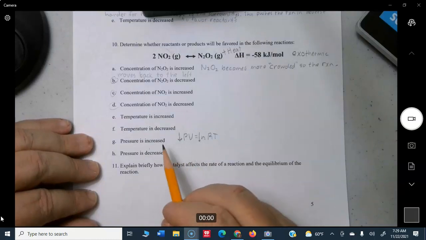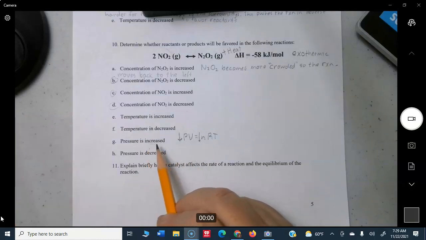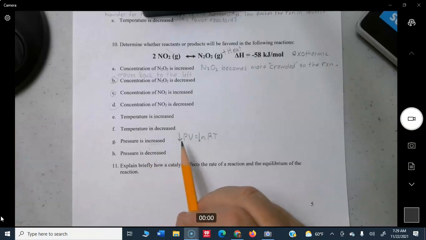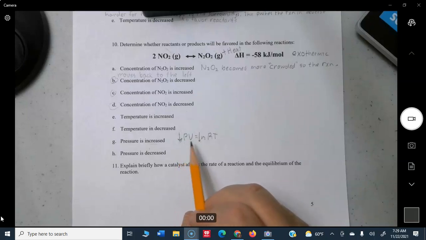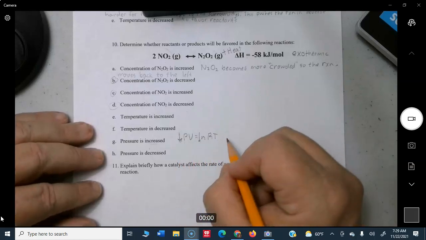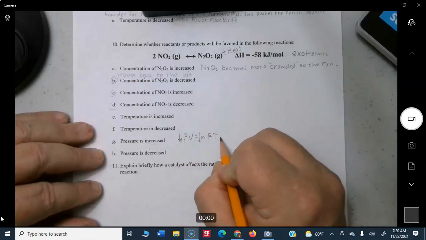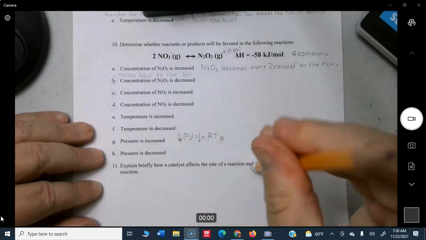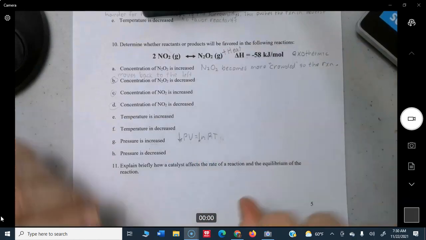Okay? So again, the pressure is increased externally from the outside. The reaction is saying, I want to go back to a lower pressure because you just increased my pressure. I want to go back to a lower pressure. Therefore, it wants fewer moles. Okay? So let's write that as a complete sentence here.